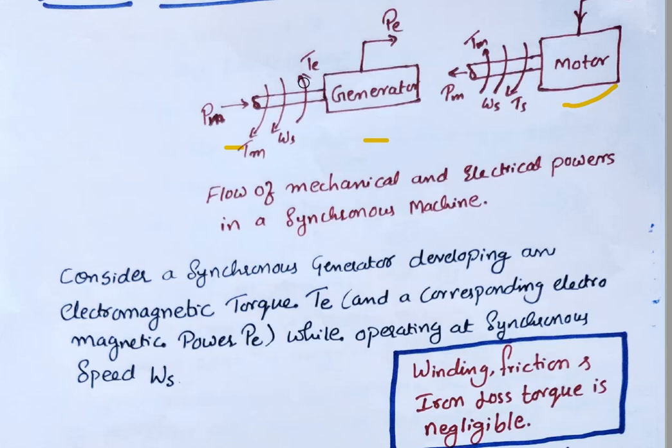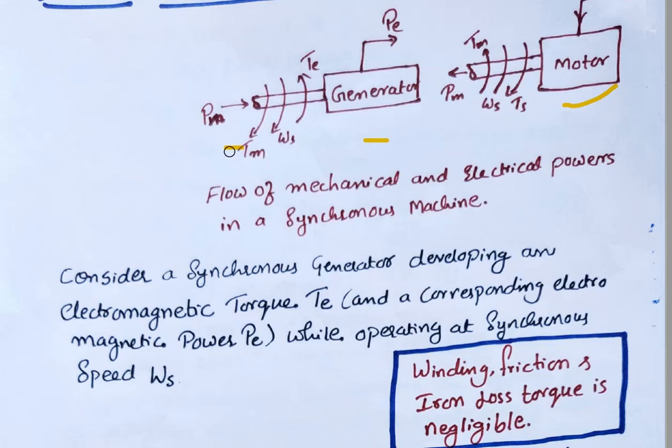At the same time there is an opposing torque. Due to this mechanical torque, an electromagnetic torque will be set up. This electromagnetic or electrical torque will act in the opposite direction. When you go to the motor, it is the opposite.